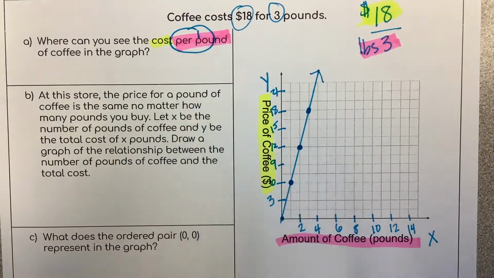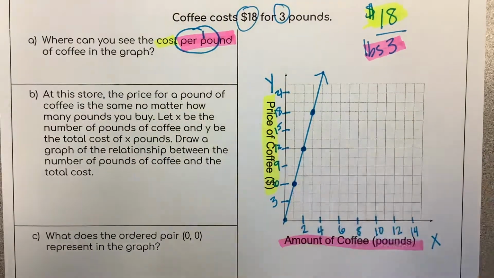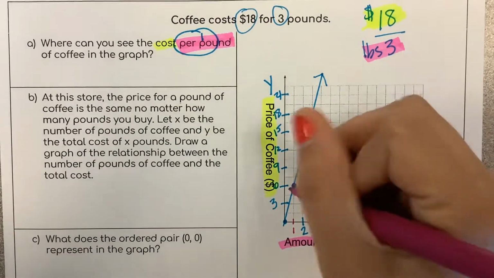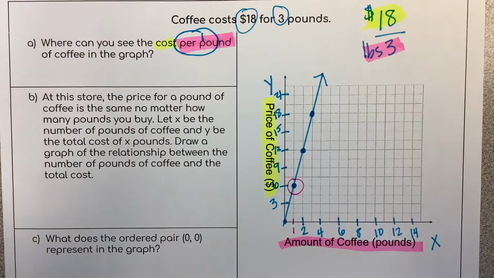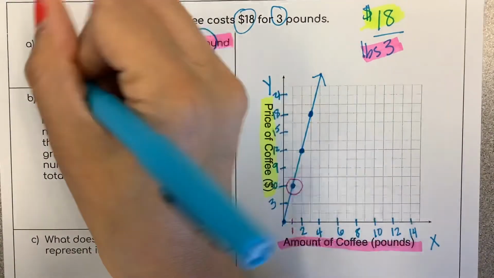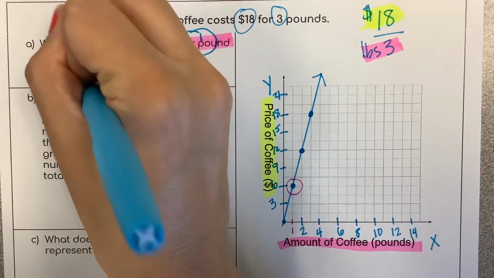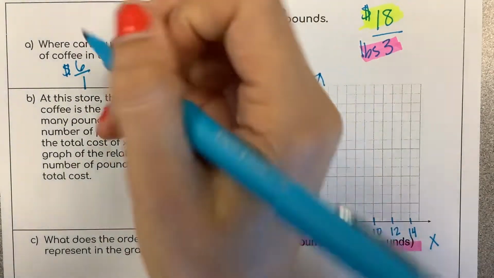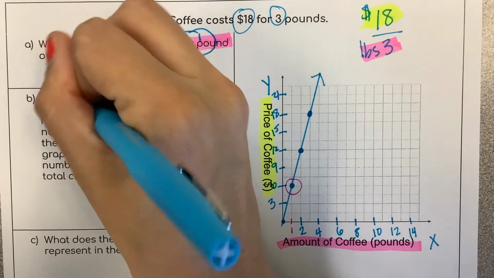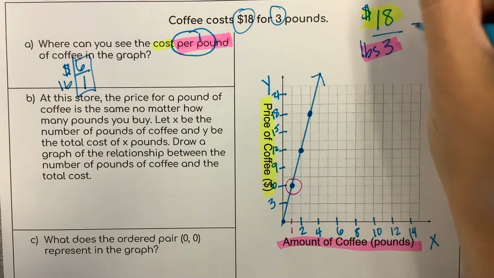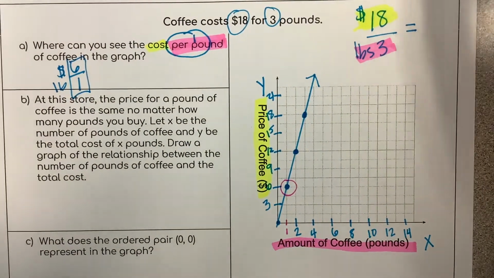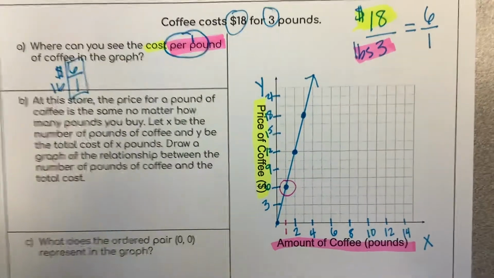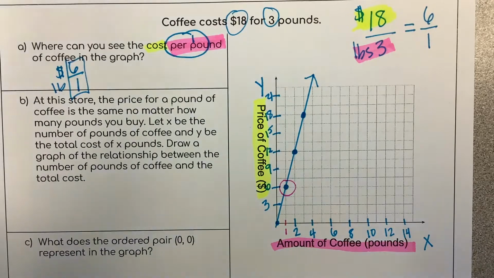So what is the cost per 1 pound? If I look, my 1 pound would be right here. And what is that cost? It is $6 per 1 pound. And if we think about that, that is our constant of proportionality, 6 over 1, as 18 over 3 simplifies to 6 over 1. So the cost per 1 pound is our unit rate, which we can find on the graph there.